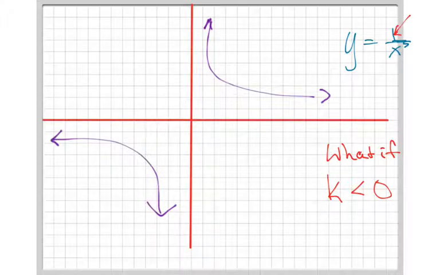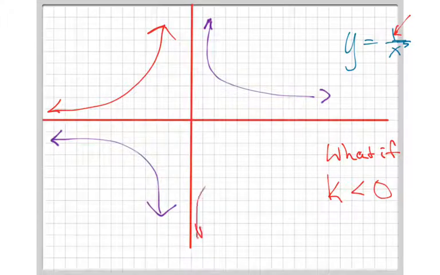All values would be reflected over the x-axis. Sure, if you were thinking all values would be reflected over the y-axis, that's true as well. You could go either way. What happens is, now, instead of having first and third quadrant arms, you would have second and fourth quadrant arms.